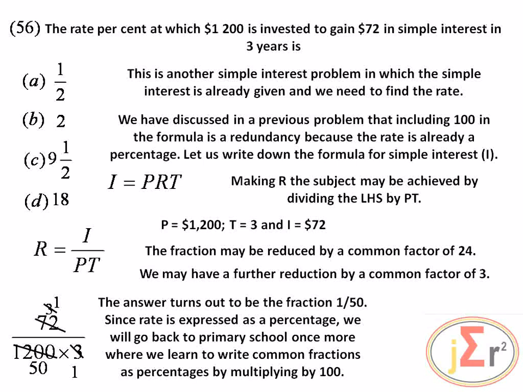Since rate is expressed as a percentage, we will go back to primary school once more, where we learn to write a common fraction as a percentage by multiplying by 100. We have a common fraction 1/50th, which we will multiply by 100, and that will give 2%. 1/50 multiplied by 100. 50 into 100 is 2, and that's all there is to it. The correct answer is option B, no doubt.